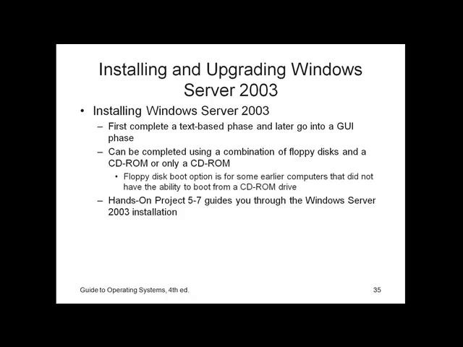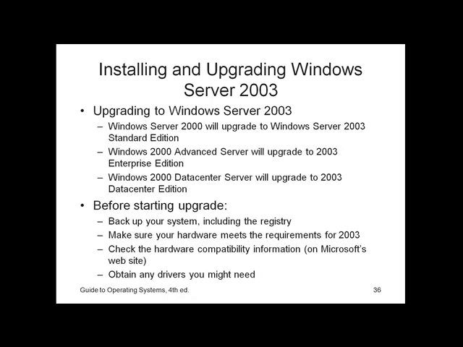There are, of course, upgrade paths that need to be considered when upgrading to Server 2003. Server 2000 Standard will upgrade to Server 2003 Standard Edition. Server 2000 Advanced Server will upgrade to the Enterprise Edition. And Windows Server 2000 Data Center will upgrade to the Data Center for 2003.